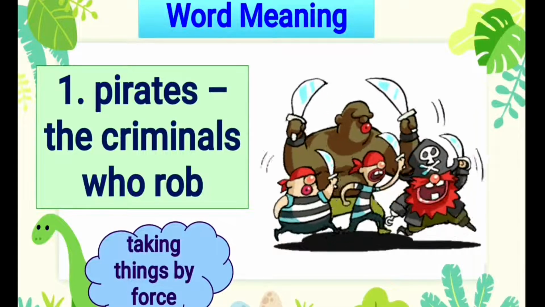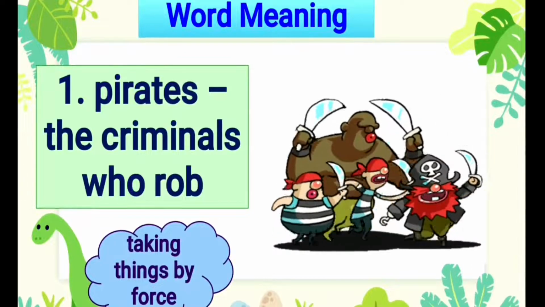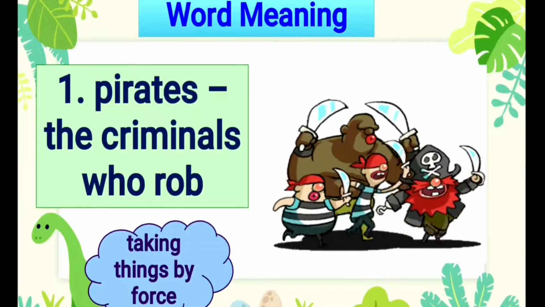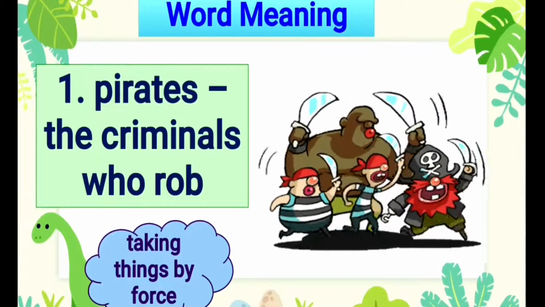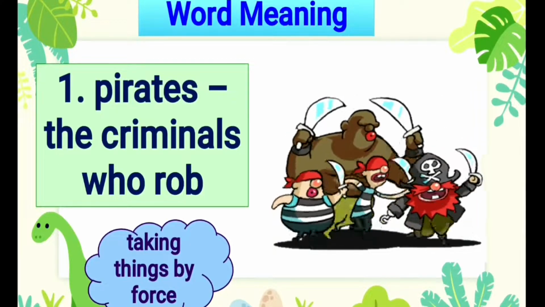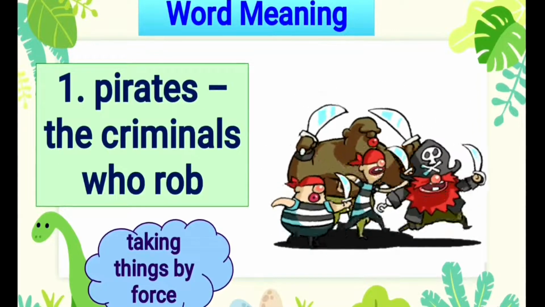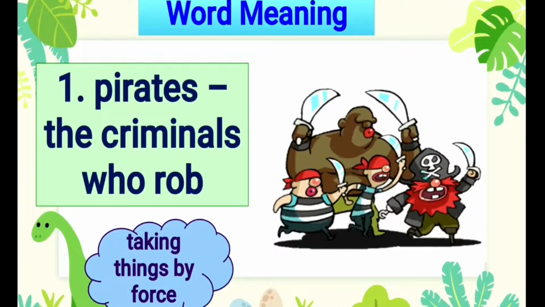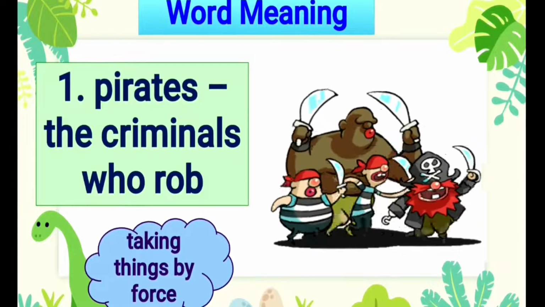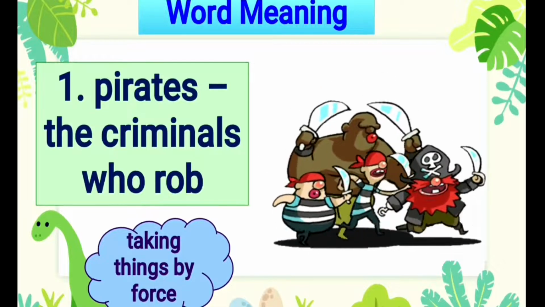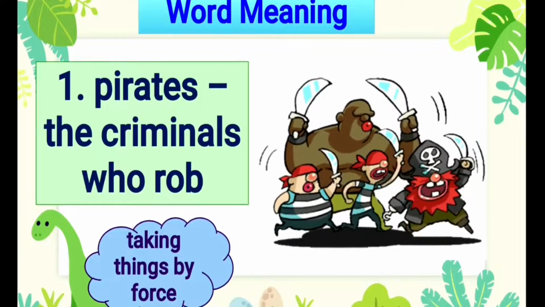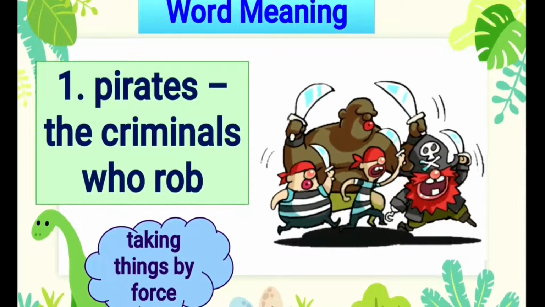Wow, what can you see? A few people, right? They are pirates. Yes, pirates means the criminals who rob. Criminals means the people who do something bad. And rob means taking something by force from another person. You can see in the box that rob means taking things by force. Criminals are those who take things or rob from others. So pirates means the criminals who rob.